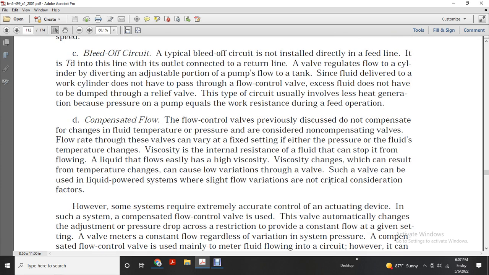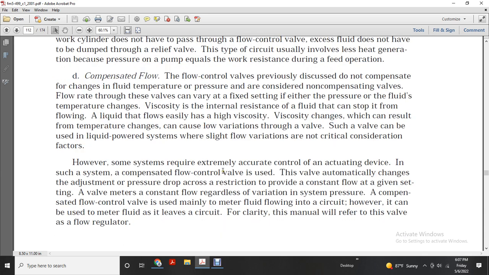2. Compensated flow. A non-compensating flow control valve does not compensate for changes in pressure or fluid temperature. The fluid rate through the valve will vary with the fixed setting as the pressure or temperature changes the viscosity, the internal resistance of the fluid to flowing. A liquid that flows easily has a high velocity, and the viscosity changes with the temperature. In a liquid power system, a slight flow variation is not a critical consideration.